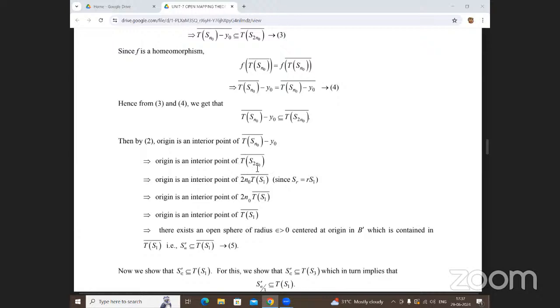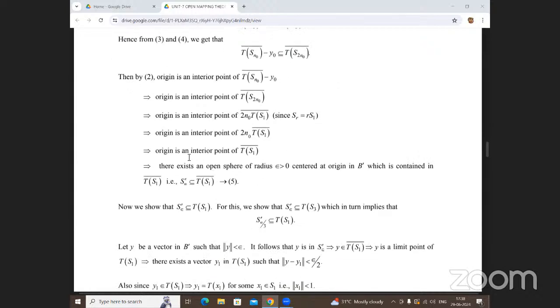This can also be written as 2n0 into T(S1), because S_R equals R into S1. In the same manner, 2n0 into T(S1). So the origin is an interior point of this, with value 2n0, and that is also in the closure of T(S1).